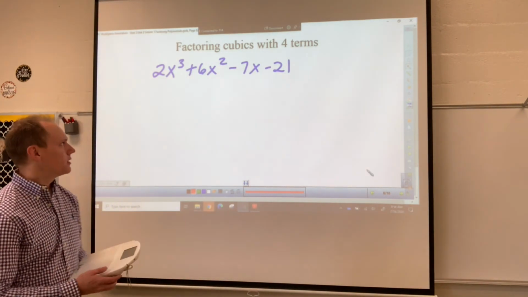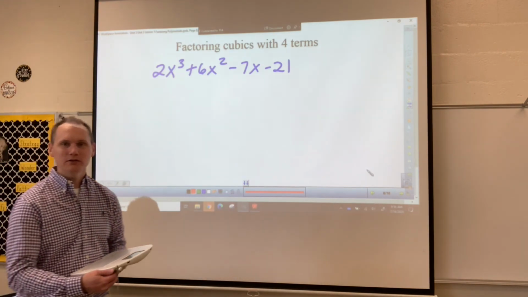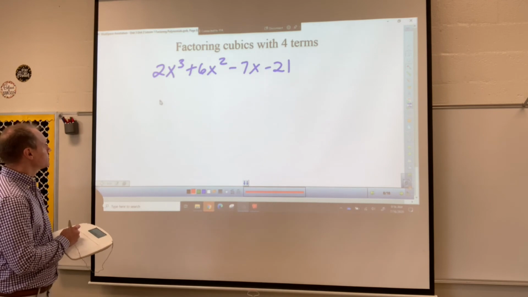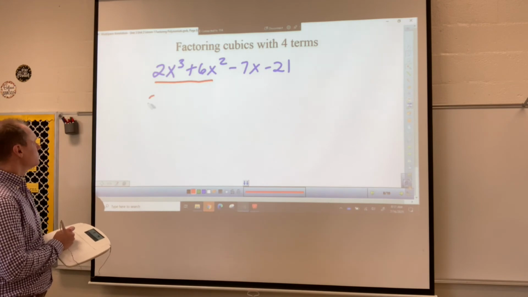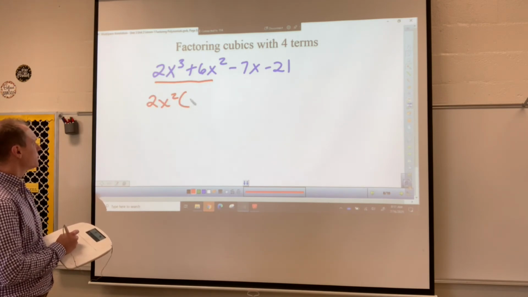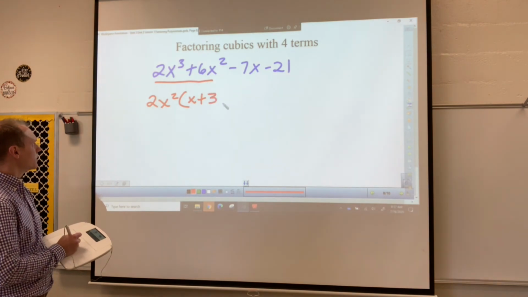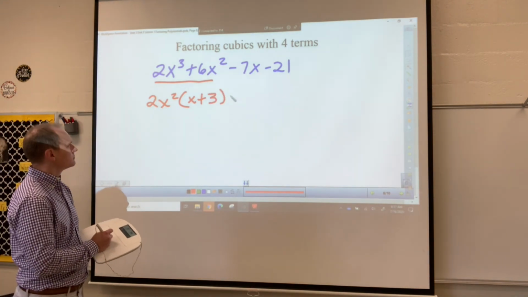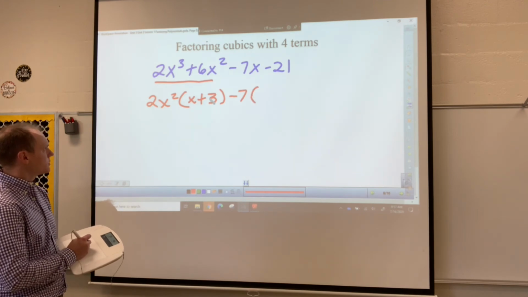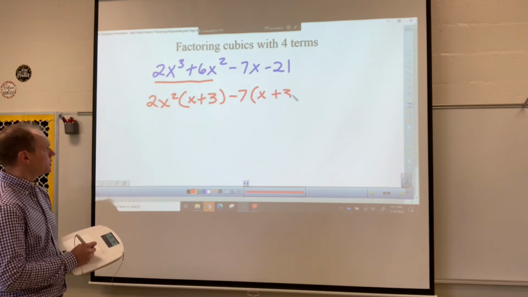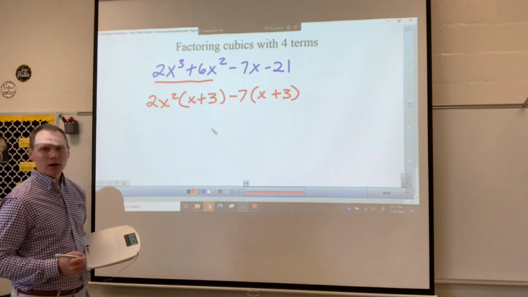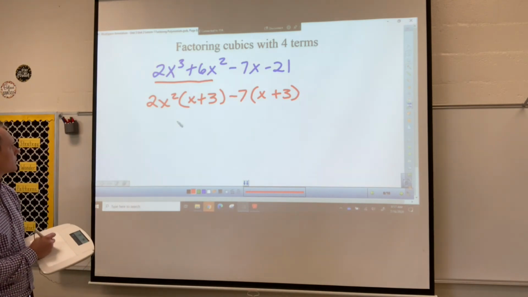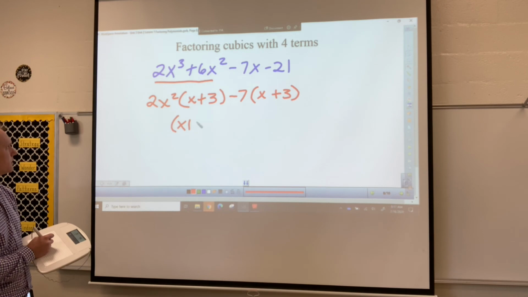All right, so with this cubic, again, we have 4 terms starting out. It's actually in some ways a little bit easier than a quadratic. So when we group the first two terms, what did y'all factor out of the first two terms here? 2x squared. 2x squared, and that leaves us with x plus 3. And then what can we factor out here? Negative 7. And let's make sure it leaves us with the same thing here, x plus 3. Just double check, -7 times x is -7x, -7 times 3 is -21. So that works, right? So now what can we factor out of the entire thing? X plus 3, leaving us with 2x squared minus 7.